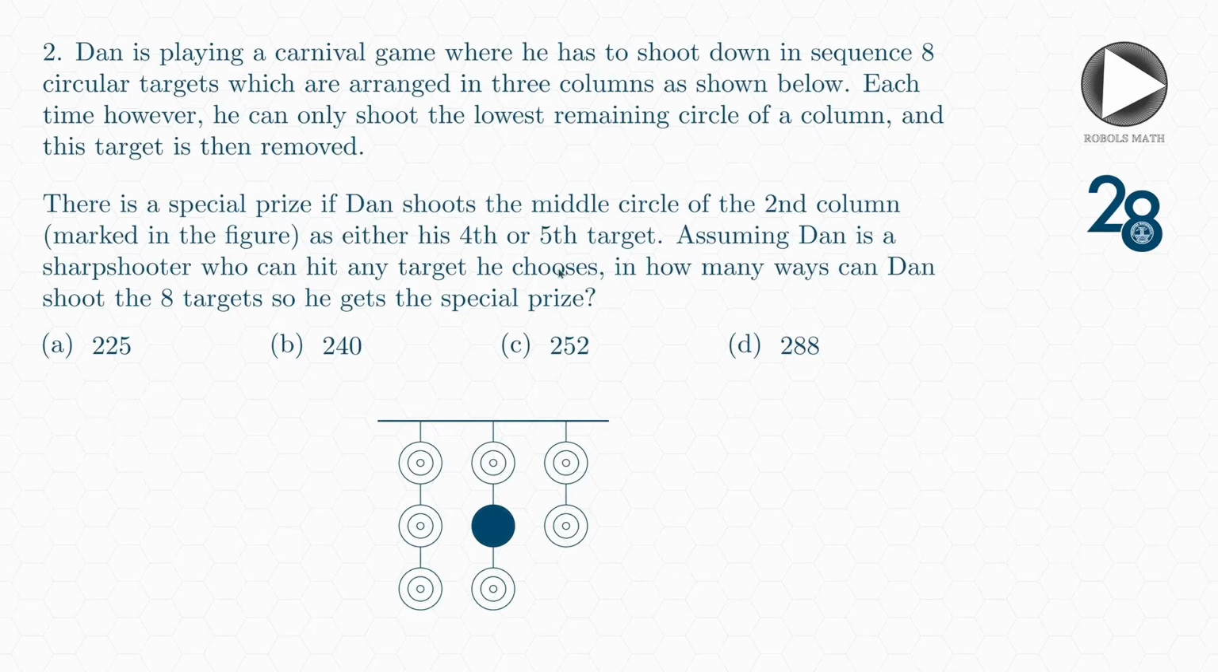as either his fourth or fifth target. Assuming Dan is a sharpshooter who can hit any target he chooses, in how many ways can Dan shoot the 8 targets so he gets the special prize?